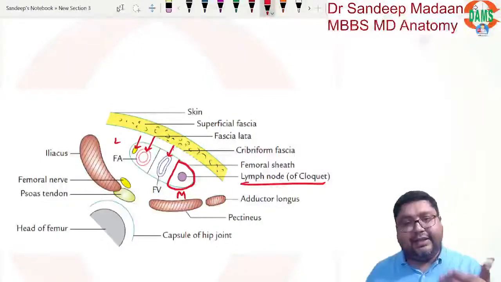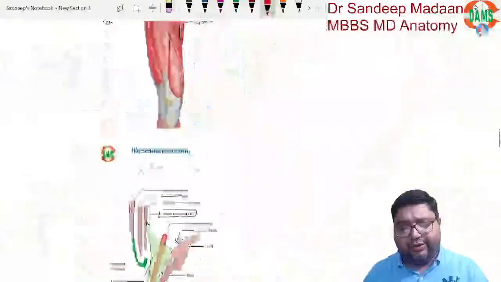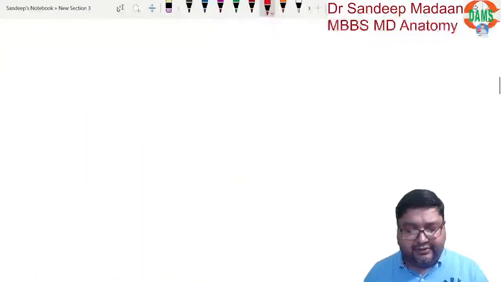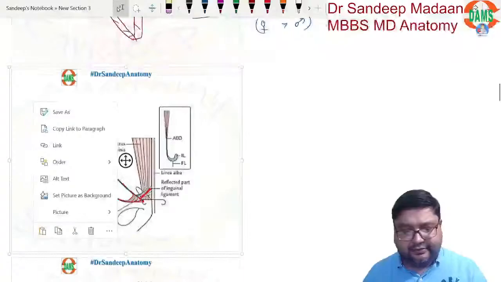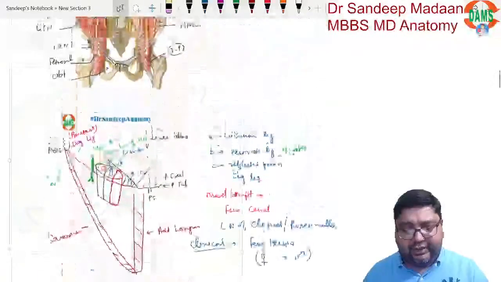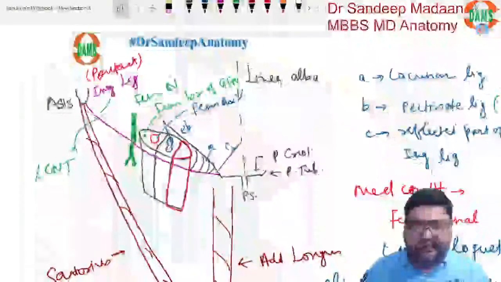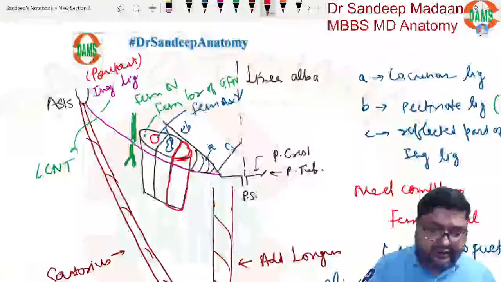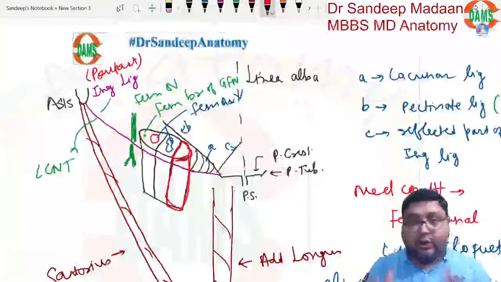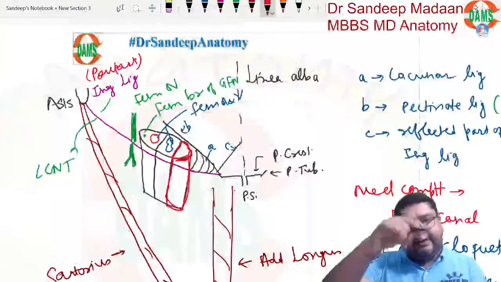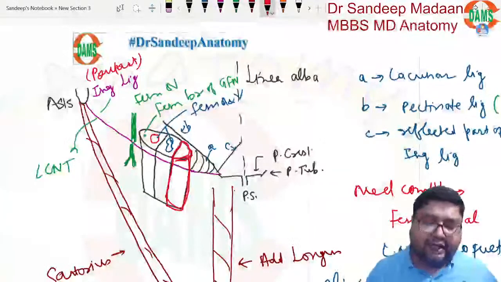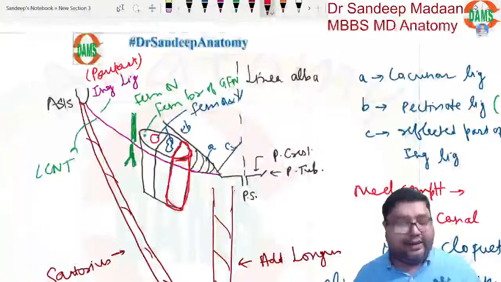And if I show you in the schematic diagram, it will be like this. This thing that I have highlighted in the red color, do you appreciate? This will be the femoral canal, the whole compartment. But its inlet, or you can say its boundary, will be called the femoral ring.